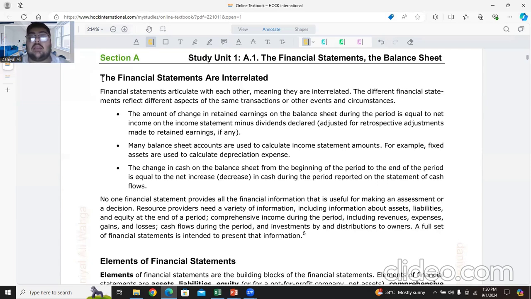Next, your balances of accounts are very much used to calculate your cash flow relations and your income statement relations as well. Then your cash changes also relate from your cash flow workings and then some other workings if you see towards the balances. It's just a theory, let us read it. It says financial statements articulate with each other. Yes, these are related to each other, meaning these are interrelated. Let me highlight it. Yes, financial statements are interrelated.